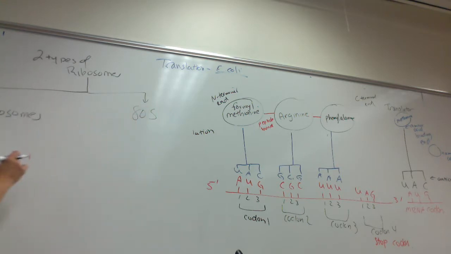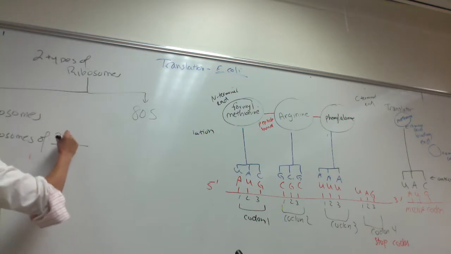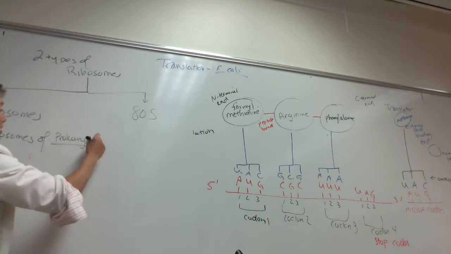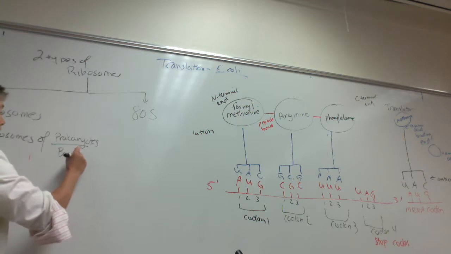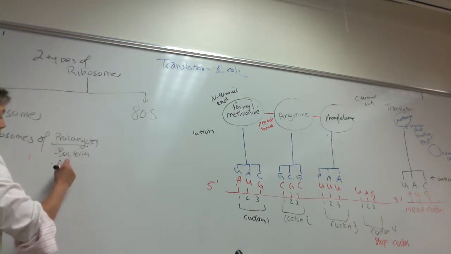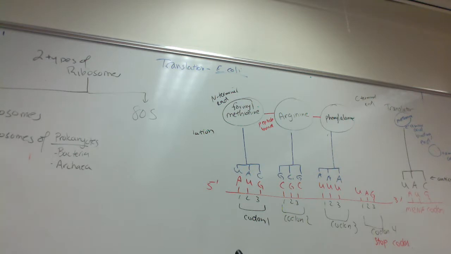And folks, we're going to talk about the cytoplasm. So we're talking about cytoplasmic ribosomes. So who has 70S cytoplasmic ribosomes? Prokaryotes, okay? And remember, folks, prokaryotes would be bacteria and archaea. And since we're focused on bacteria, so our E. coli, what kind of cytoplasmic ribosomes will it have? 70S ribosomes. Good, you guys.